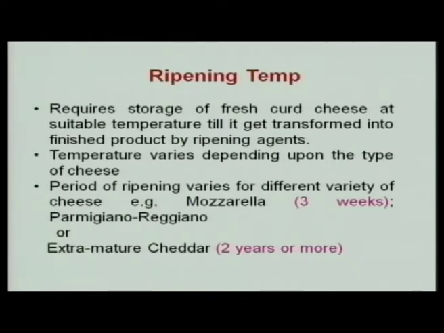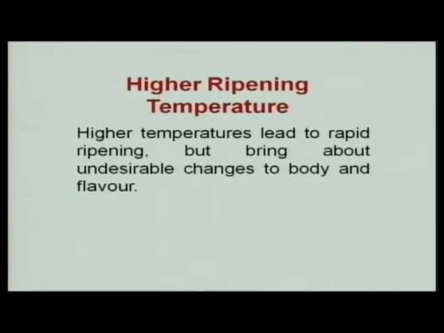Storage of this curd at the suitable temperature is required, so that it gets transformed into the finished product by the ripening agents, and that should be ensured. Temperature varies depending on the type of cheese, and the period of ripening also varies. We can see that mozzarella and some of these cheeses require very short maturation time, whereas extra mature cheddar may even take more than 2 years. Parmesan also takes a longer time.